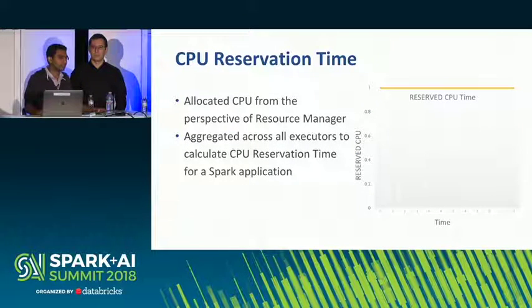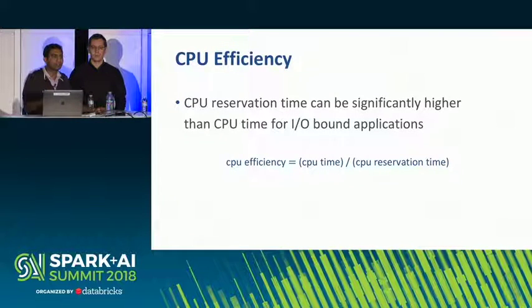Next is CPU reservation time. CPU reservation time is the CPU allocated from the perspective of the resource manager. CPU reservation time can be different from the CPU time because your job might allocate a bunch of CPU, but it might not be using them. And that's why we define the CPU efficiency of a job as the ratio of CPU time and CPU reservation time. If the CPU efficiency is 1, which is the ideal case, then your job is using all the CPU cores allocated to it. But if it is less than 1, it means that you are allocating a bunch of resources, but you are not using them.